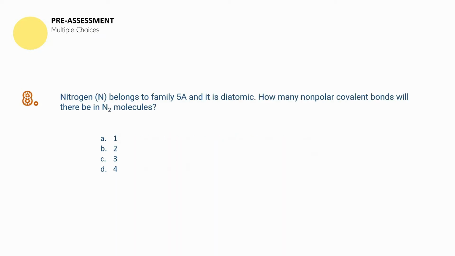Question number 8. Nitrogen, or element symbol N, belongs to family 5A, and it is diatomic. How many nonpolar covalent bonds will there be in nitrogen molecules, or N2 molecules? A, 1, B, 2, C, 3, D, 4. If you need more time, you can pause this video. If you have decided to continue, you are ready for question number 9.